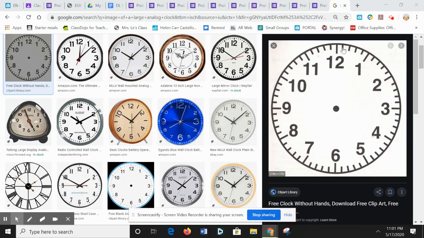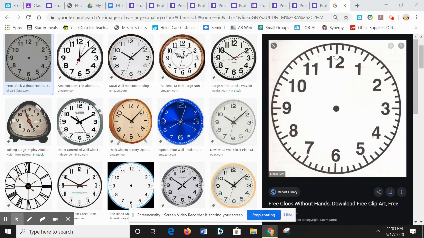Then I wanted to point out to you these little tick marks on the clock between the numbers. Each one stands for 1 minute. There are 5 minutes between each number. So when you're counting to find out where the minute hand is on the clock, you start at the 12, that's 0 minutes, and then you count around by fives. 5, 10, 15, 20, 25, 30, 35, 40, 45, 50, 55. This is 60 minutes, but when it gets up to the 12 again, it will be the next hour on the clock.